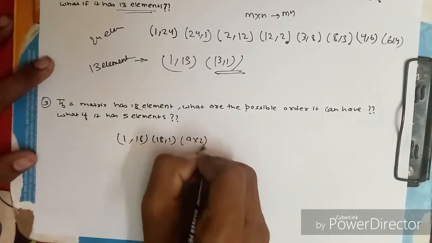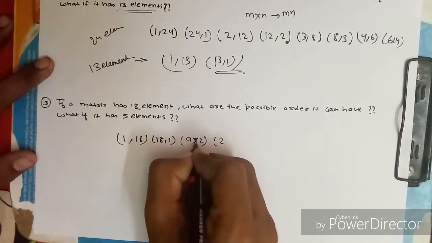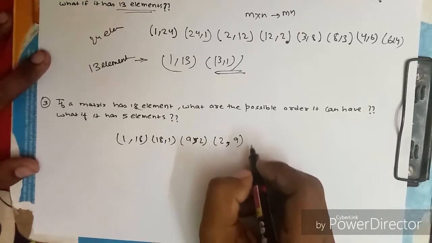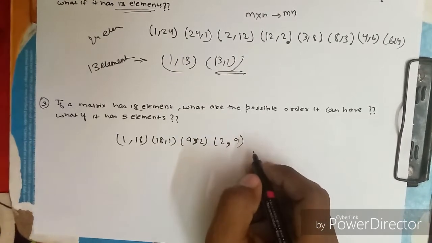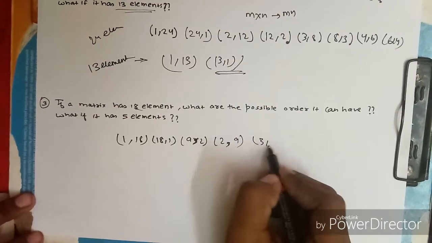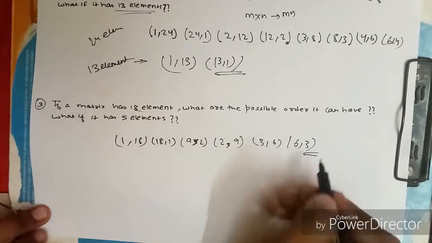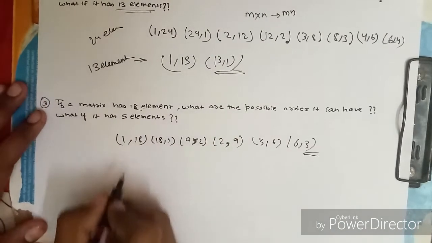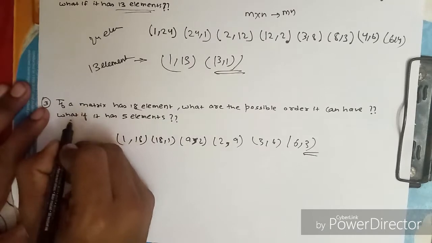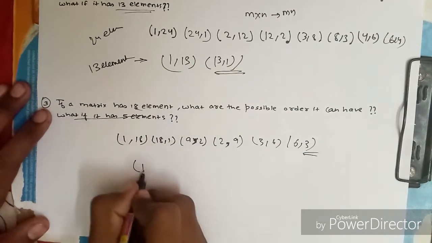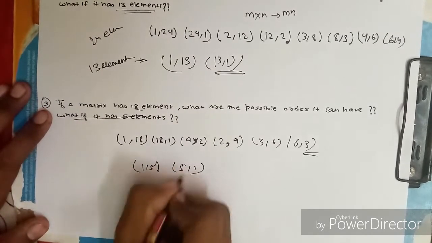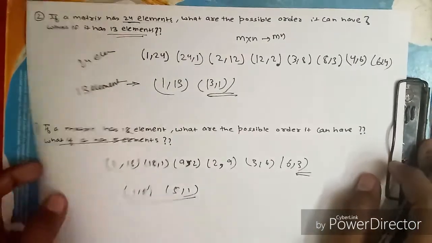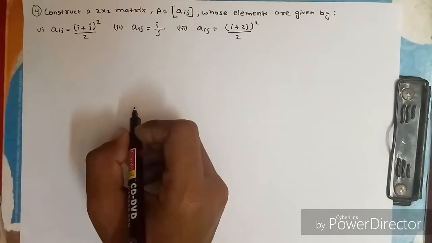Now 9 into 2, that is 9 comma 2, and 2 comma 9. And the next one is 3 into 6 and 6 into 3. So these are the possible orders it can have. Again, if it has 5 elements, then the possible orders are 1 comma 5 and 5 comma 1. This is the only answer. Now let us take the next question, number 3, and discuss that.